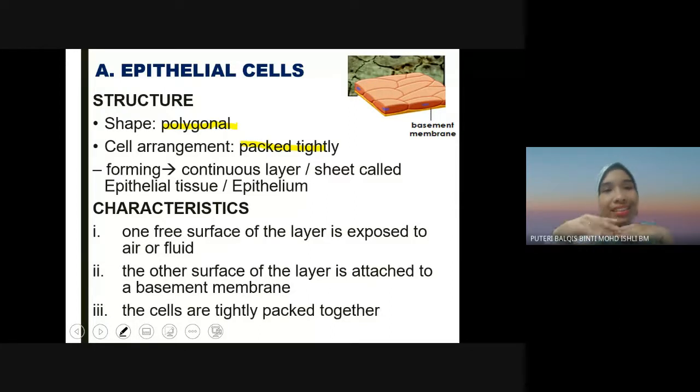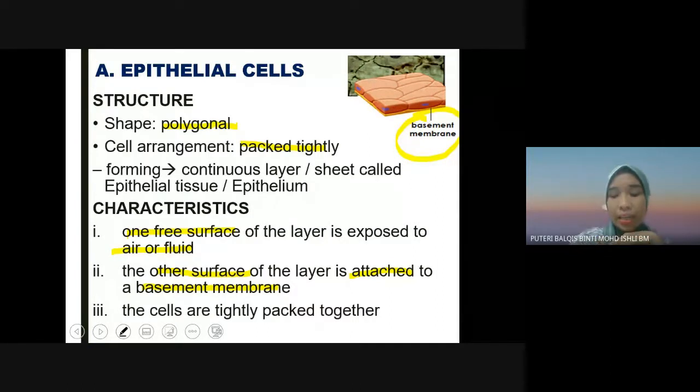So the characteristic of epithelial cell, one free surface of the layer is exposed to air or fluid. The other surface of the layer attached to the basement membrane. Macam ni, dia ada dua, dia flat and thin kan. Satu ni dia expose kepada udara ataupun cecair. Satu lagi dia akan attach to the basement membrane. That is the characteristic of the epithelial cell.